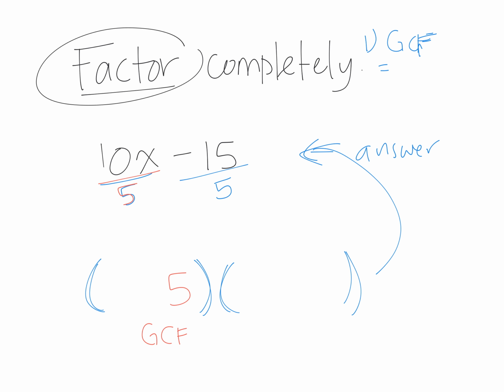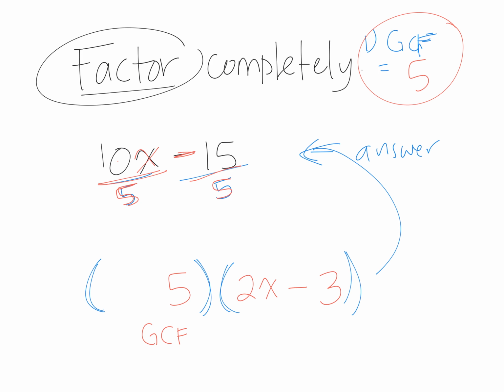What's 10x divided by 5? What's 10 divided by 5? 2x. What's negative 15 divided by 5? Pardon? Positive or negative? Negative 3. See what I just did there? I'm working backwards. I'm figuring out the greatest common factor. Then I'm dividing everything by the greatest common factor.